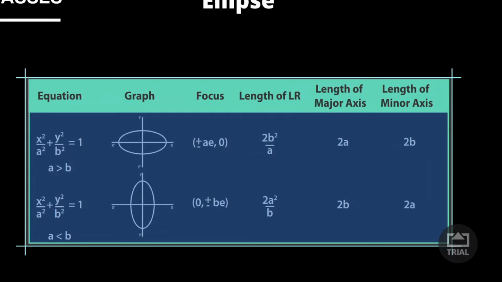Chalo. Exams are near, so we can't do anything. So here, just understanding is important. If my a is bigger, the denominator of x square is bigger, it will be x-axis. And if the denominator of y square is bigger, it will be y-axis. Clear?